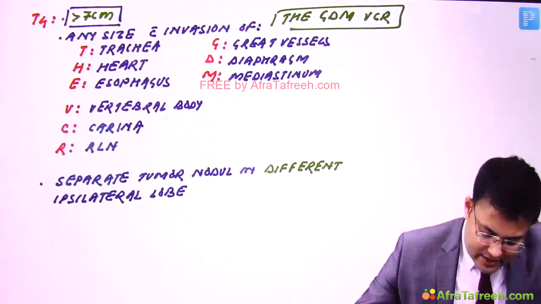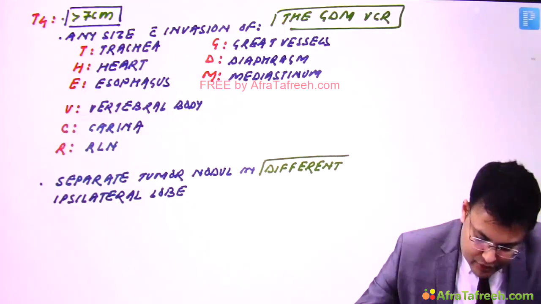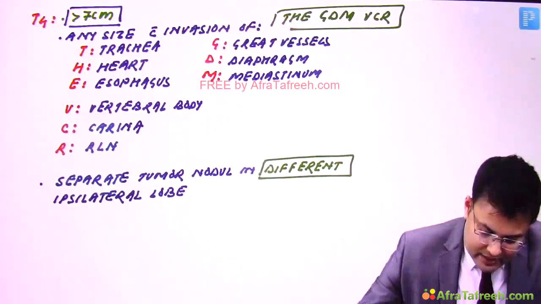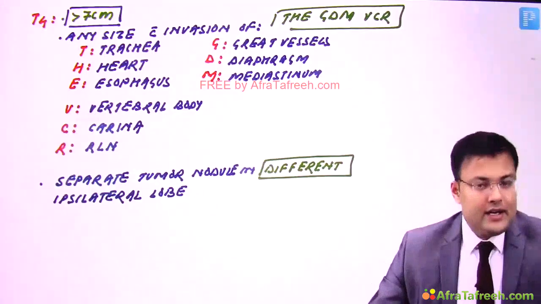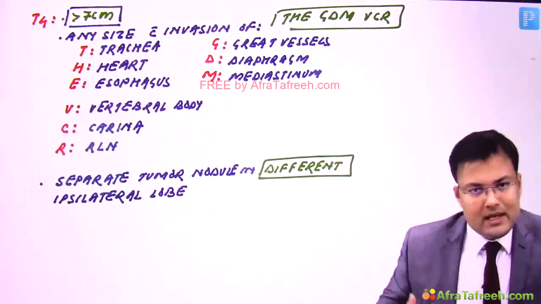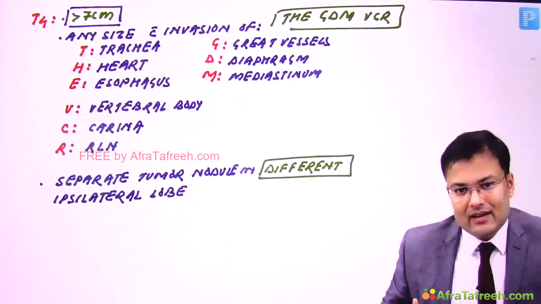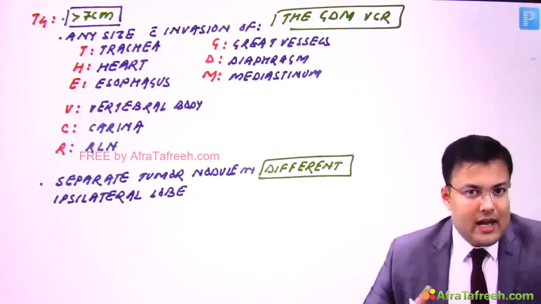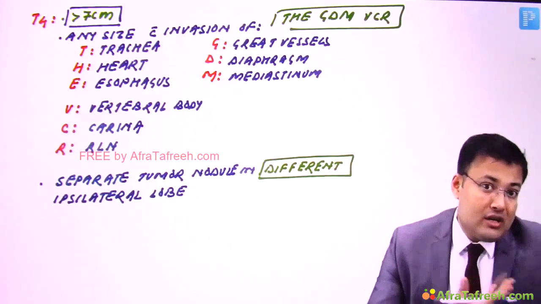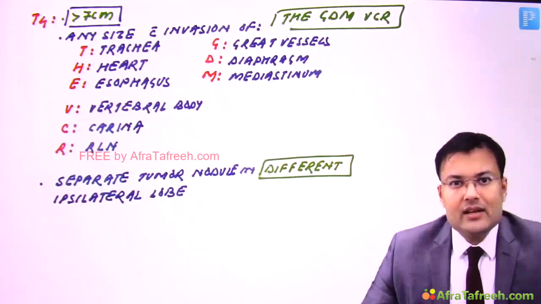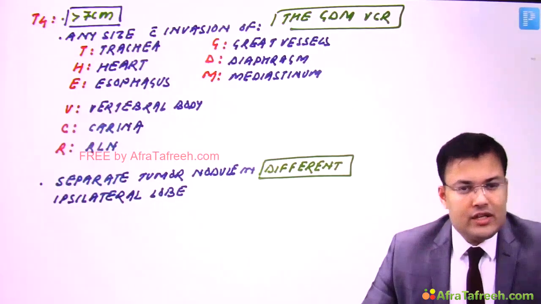Or here you can see, if there is a separate tumor nodule in a different ipsilateral lobe, so in a different lobe in the ipsilateral lung. Clear? So this is T4. And if there is a separate tumor in the contralateral lung, then this is included in metastasis. So this was T1 to T4.